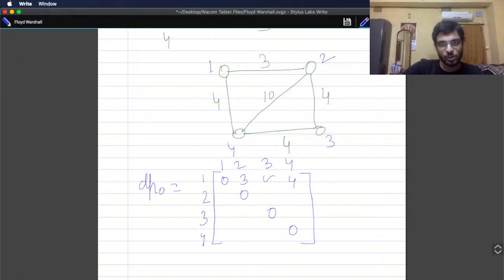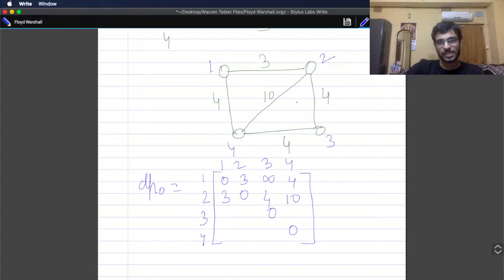From 1 to 3 we still don't have anything, so we will place infinity. Why? Because there is no direct edge from 1 to 3. Similarly from 2, we can say we have 3 with 1. So 3 over here. From 2 to 3 we have an edge of cost 4, so we will have 4 over here. And from 2 to 4 we have an edge of cost 10.